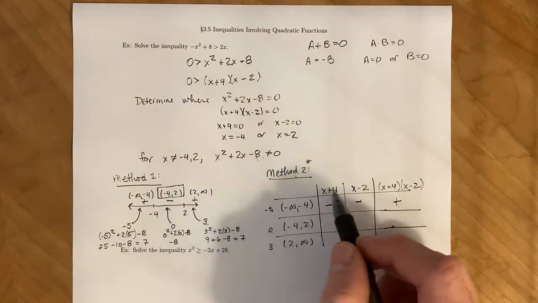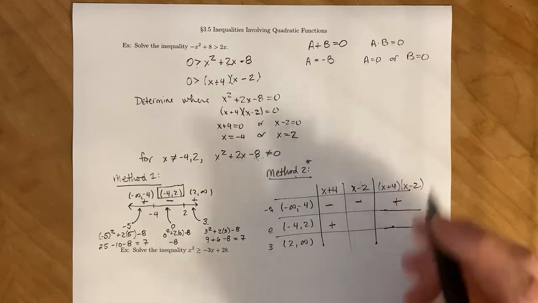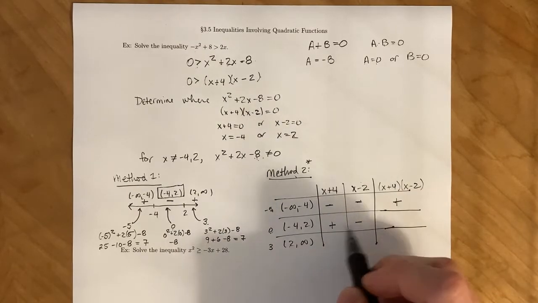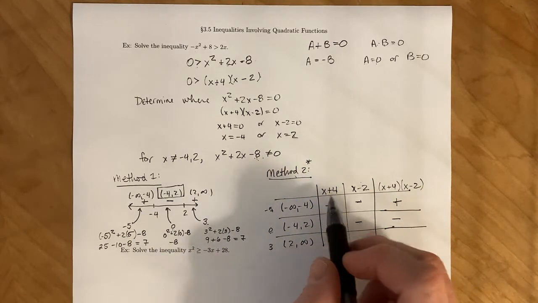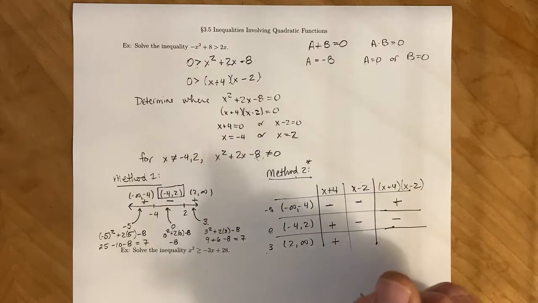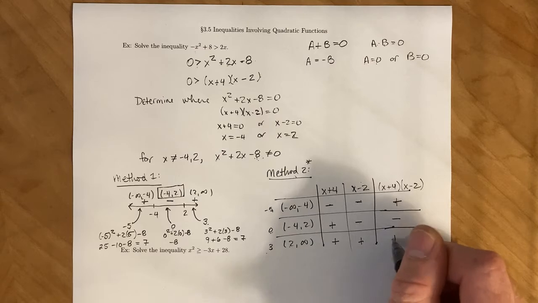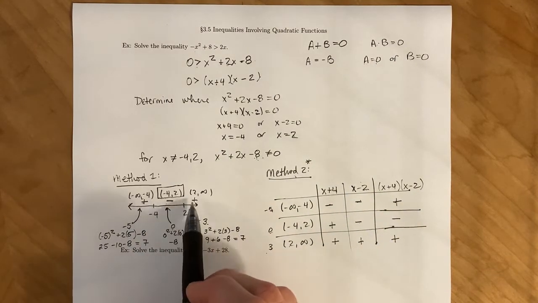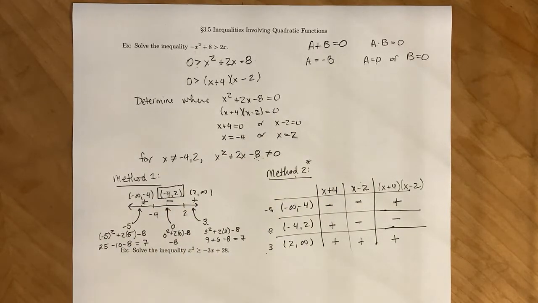If we were to take 0 and add 4 to it, we get a positive. If we take 0 and subtract 2 from it, we get a negative number. So a positive times a negative is negative. And if we do 3 plus 4, it gives us 7, which is positive. 3 minus 2 is 1, which is also positive. So positive times positive gives us positive. And notice that this column here matches up perfectly with those plus minus symbols there.